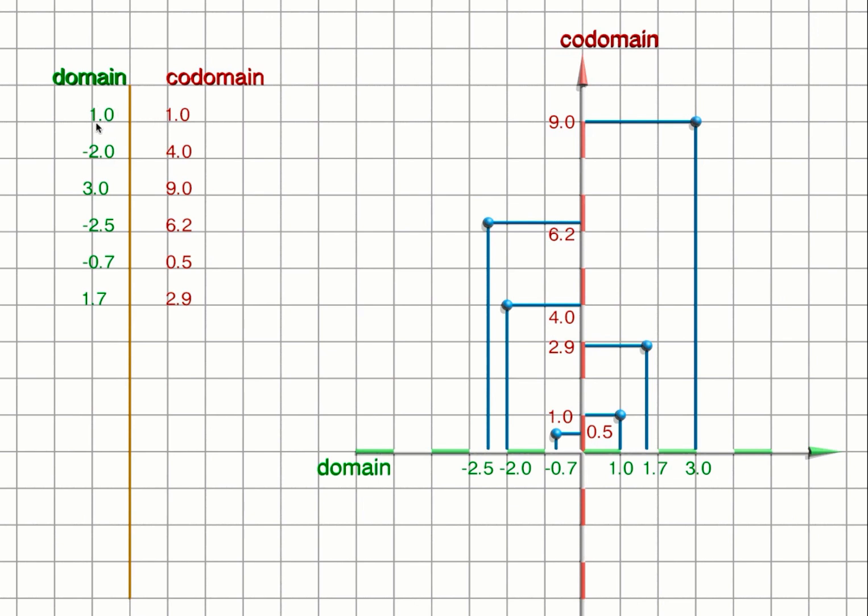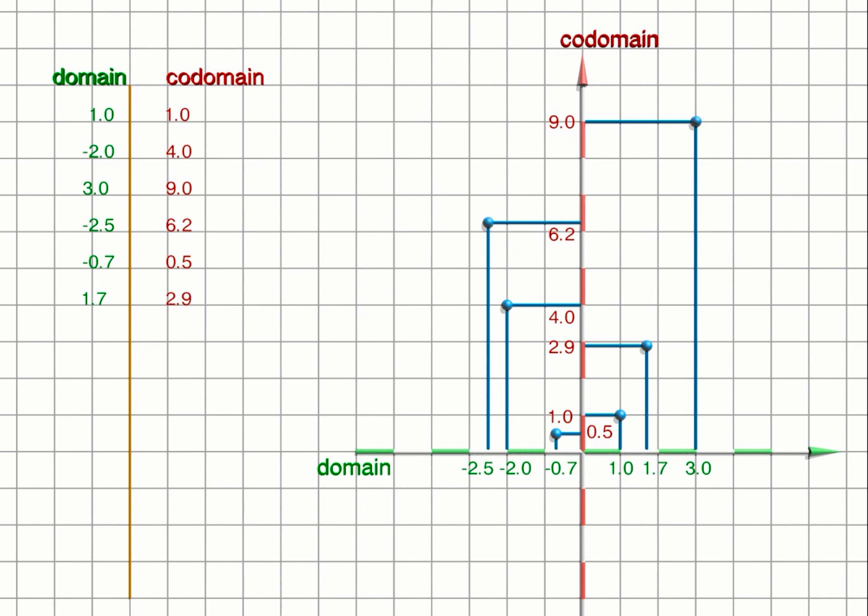We see here the element 1.0 in the domain, whose image is again 1.0, and the element in the graph corresponding to this pair of numbers is precisely the point of coordinates (1, 1). The second one is -2, its square is 4, so we are looking at the point in the graph right here. And so on: 3, its image is 9, so we are looking at this point right here. Then -2.5, its square is 6.2, therefore we are here.